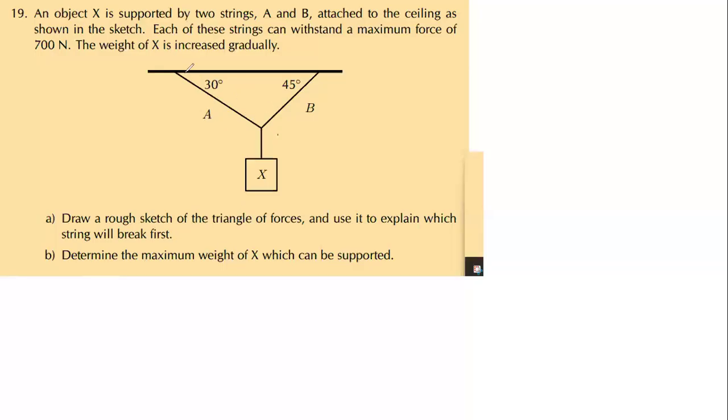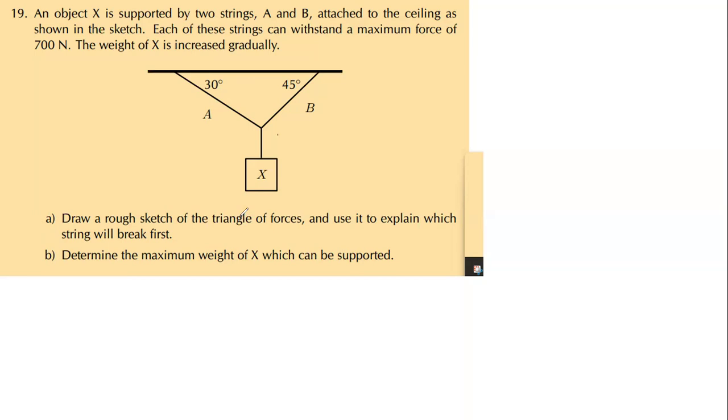All right, so an object X is supported by two strings. We've got this object X supported by two strings, A and B, which are attached to the ceiling as shown.